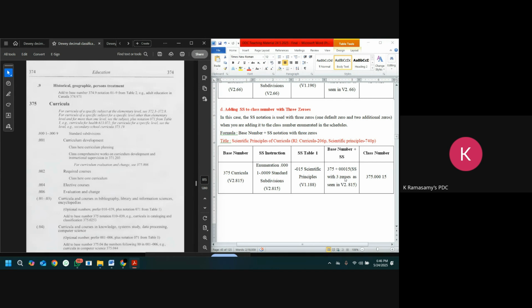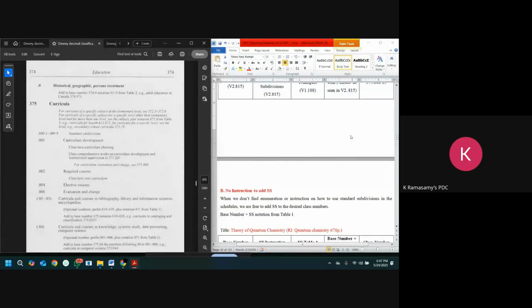Okay, so either without zero, or with 1 zero, or with 2 zeros, or with 3 zeros, you can add numbers taken from standard subdivision to the scheduled numbers. But you should read the instruction and see the enumeration to identify how many zeros are to precede the standard subdivision, or whether no zero will precede it. So you should have that understanding by reading the regulations given there.